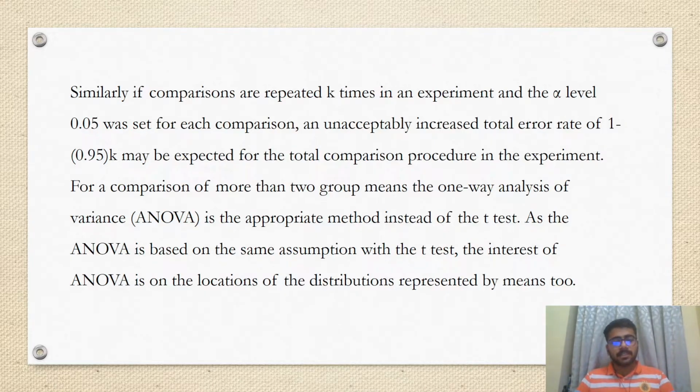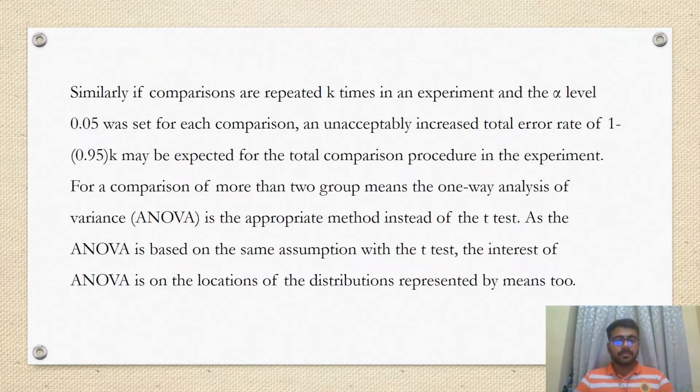For a comparison of more than two group means, the one-way analysis of variance, ANOVA, is the appropriate method instead of the t-test. We have to rectify this increase in error, so we use ANOVA instead of doing multiple tests. As ANOVA is based on the same assumptions as the t-test, its interest is also in the locations of the distributions represented by the means.